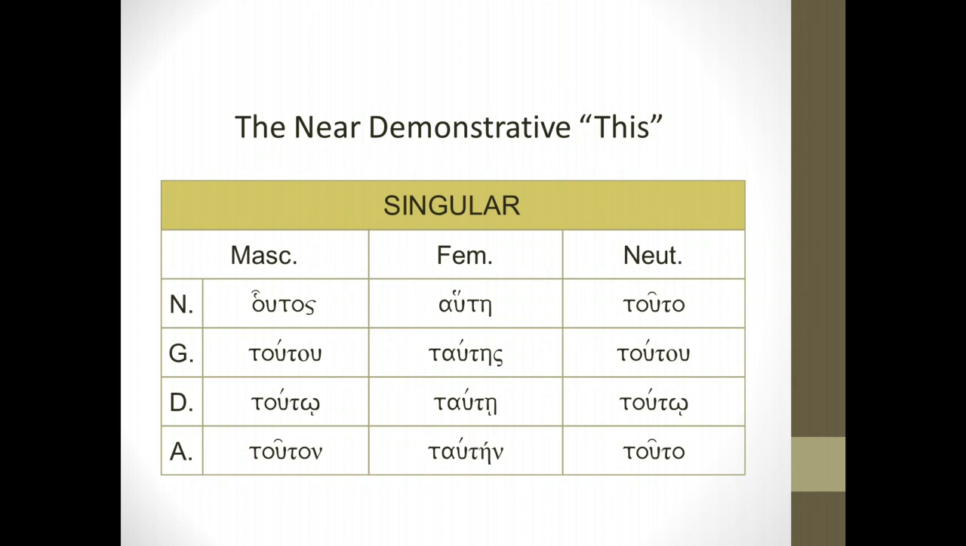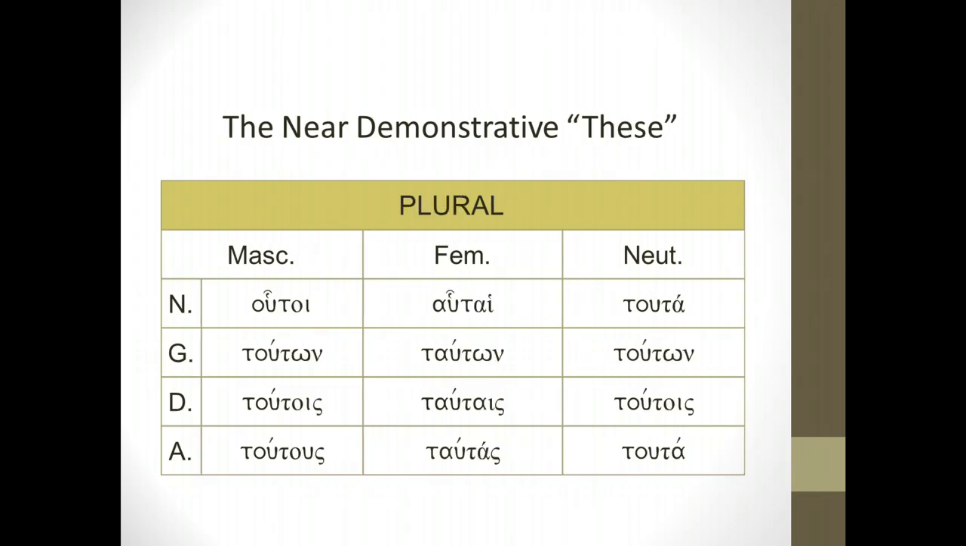So here are your near demonstratives in the singular for this. Now let's take a look at the plural near demonstratives, which is how we say these in Greek. And if you look closely, you'll notice that, with a sigh of relief, it follows the same type of pattern that we see in the near demonstrative singulars. It follows the definite article pattern.